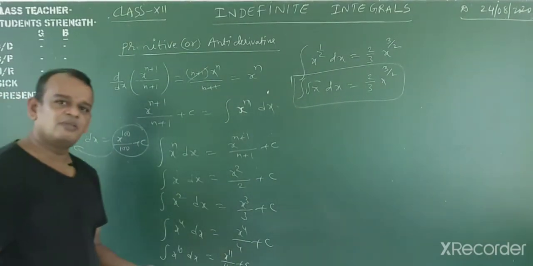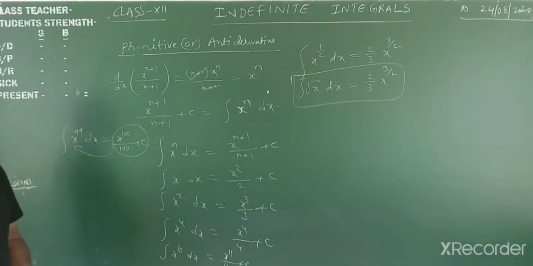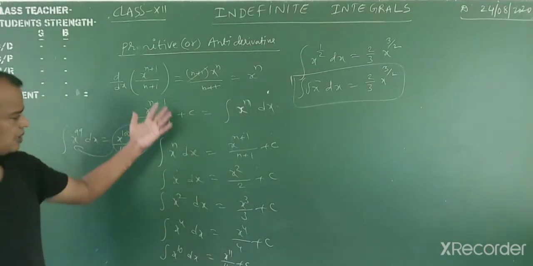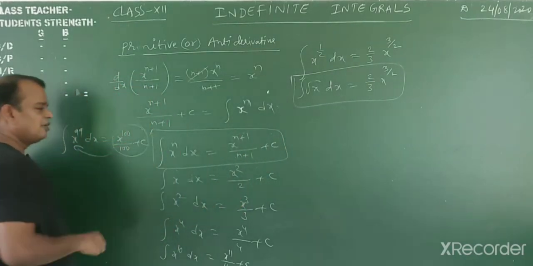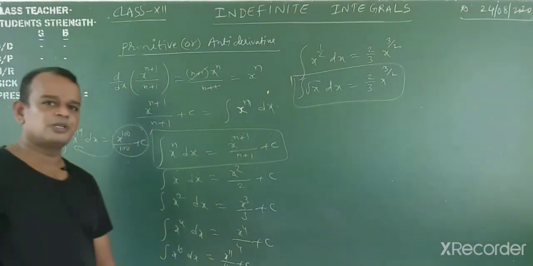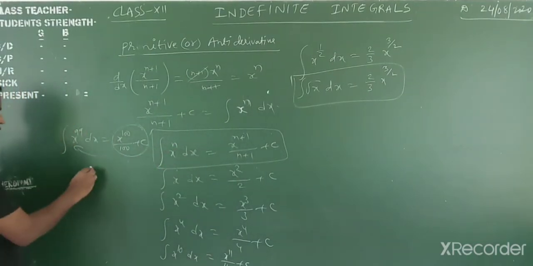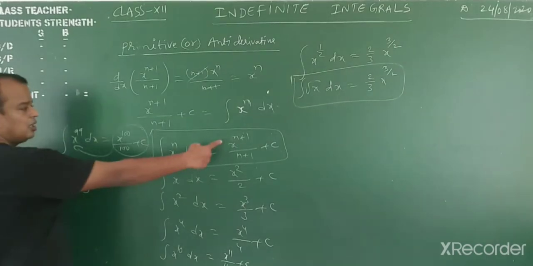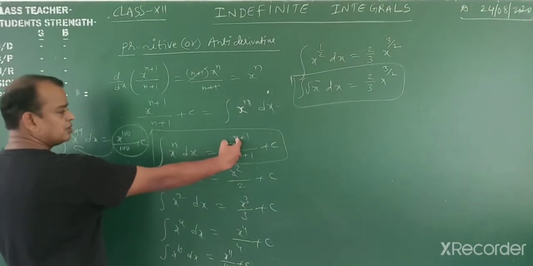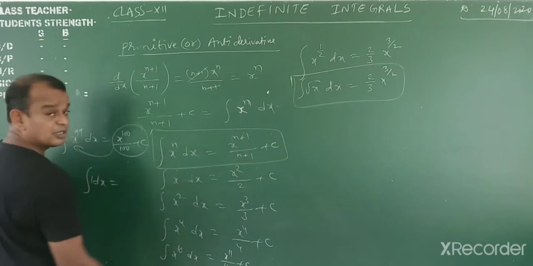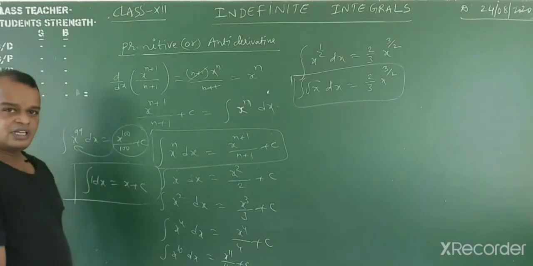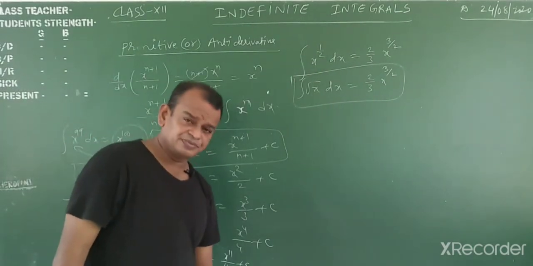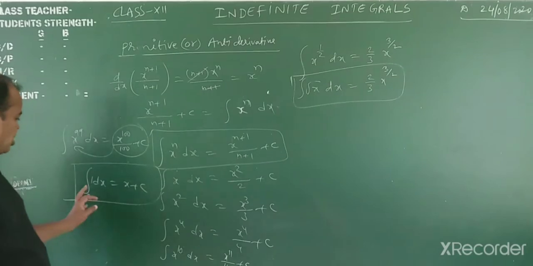In this way, we will complete the integration. Understood or not? Yes, simple problems. What is the first formula? Integral of x^n dx is equal to x^(n+1)/(n+1) + c. For example, n value 0: x^0 means 1, so integral of 1 dx. x^(0+1) by 0 plus 1 is 1, that is equal to x plus c. Integral of 1 dx formula 100%: integral of 1 dx is equal to x plus c.